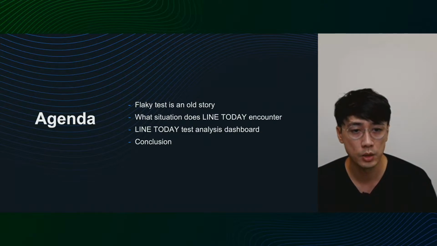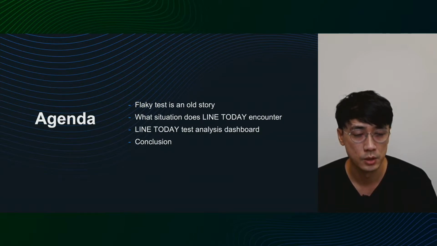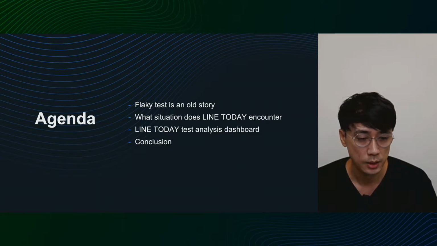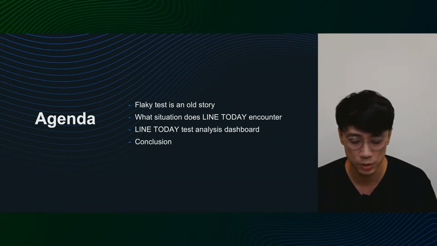The second one: I'm going to share what we lost when LINE Dev Day encountered flakiness. The third one is the LINE Dev Day test analysis dashboard. In this session, I'm going to show a tool, the test analysis dashboard. The dashboard is implemented by the LINE Dev Day QA team. The purpose is to deal with the flakiness issue. We can analyze each test result of a test case after regression. According to the prediction, we can understand which case found a bug or is a flaky case. The last one: I'm going to share the benefits this tool can bring once you adopt it.